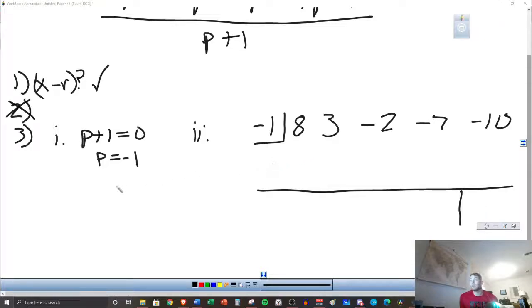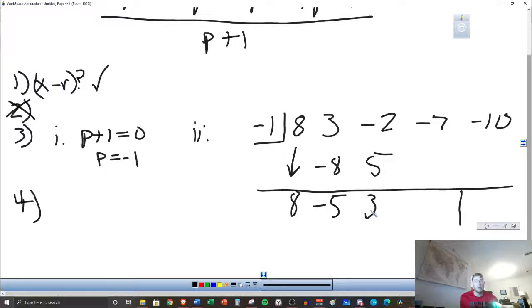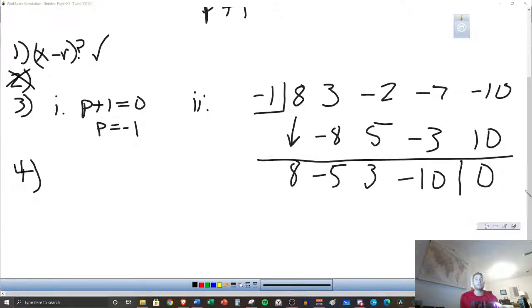All right, so now we do step 4. Let's perform synthetic division. You pull down the first term. That's 8. Multiply, we get negative 8. Add, negative 5. Multiply, 5. Add, 3. Multiply, negative 3. Add, negative 10. Multiply, that gets us positive 10 and 0. The reason I said this was going to be easier is because whenever you get a 0, that means it's a perfect factor. So there is no remainder here.